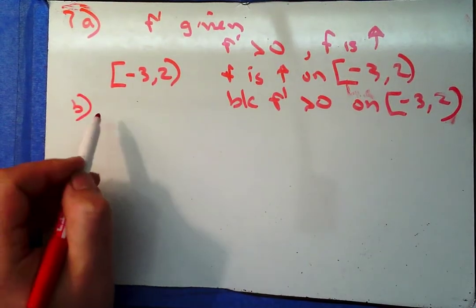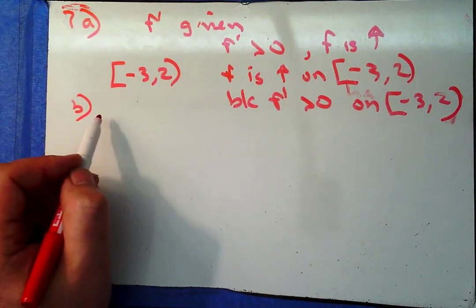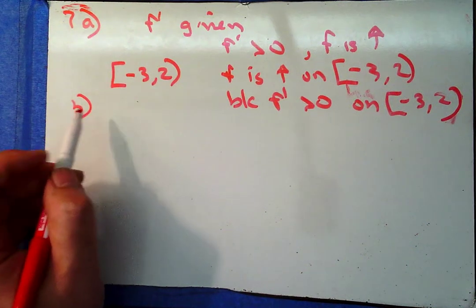Okay, part B. Part B, find the x-coordinate of each point of inflection on f.